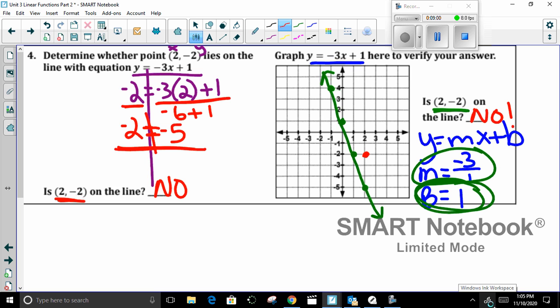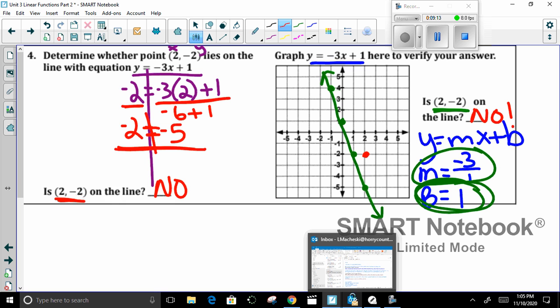All right, I did number 1 with you, number 2, and number 4. You guys are going to do 3, 5, 6, 7, and 8. So basically, you're doing the rest of them. Then you're going to take a picture and upload it to the Google Classroom assignment. If you have any questions, email me or send me a remind message. Make sure you check your Google Slides if you have any further questions as well.